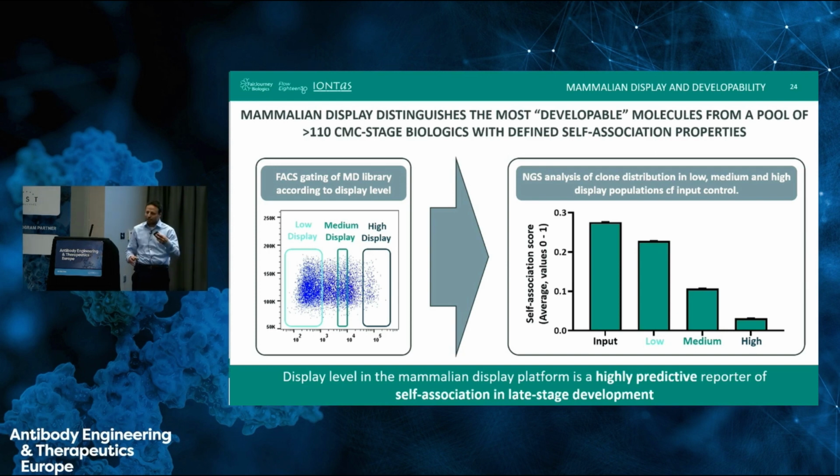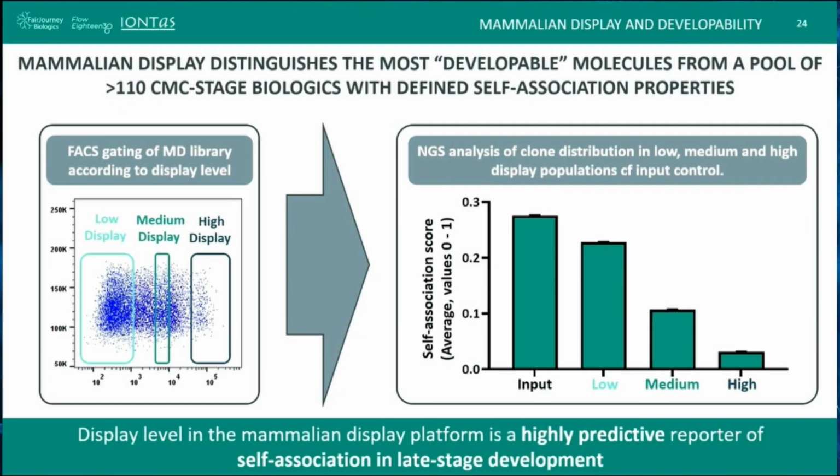Okay, so I've shown you we can separate a good guy from a bad guy, we can create a library, we can select based on developability properties, but we want to know how powerful a reporter this is of late-stage development, as I've just alluded to. So we took a group of more than 110 CMC stage biologics. Because they're CMC stage, we've defined self-association characteristics. We made a kind of mini library of these, introduced them to the display system, and gated according to display level. So I'm showing you a low display gate, a medium display gate, and a high display gate. And we then do NGS analysis of the output populations and compare what we know about their biophysical properties.